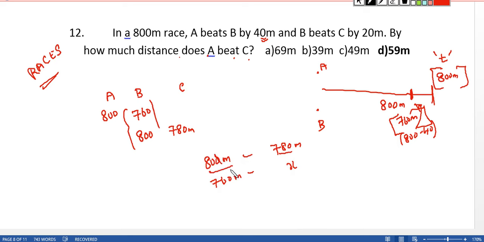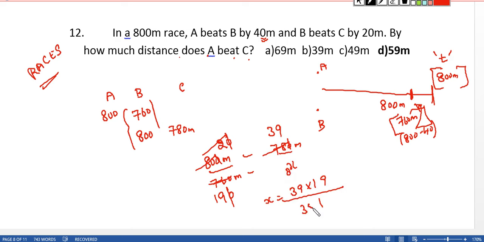This 0 and this 0 go, and 4 twenties are 80, and 19 times 40 is 190. And this 0 and this 0 go, and this 2 and this 39. So we are left with x equal to 39 into 19. So what is that? That is 741 meters. So that would be the distance: when B travels 760 meters, C is at 741 meters.